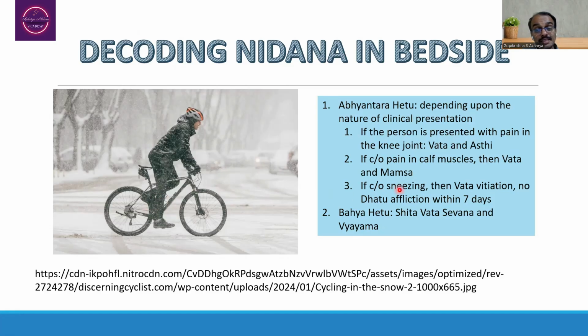Whereas if the person presents with sneezing, then we may suspect a possibility of vata dosha vitiation, but the dhatu affliction may be difficult to predict because sneezing is considered instantaneous. Within a day, the person will have the presenting complaint. But if this presenting complaint persists for more than 7 days, then there may be a possibility of dhatu affliction also.